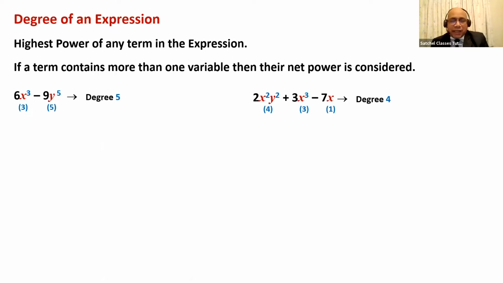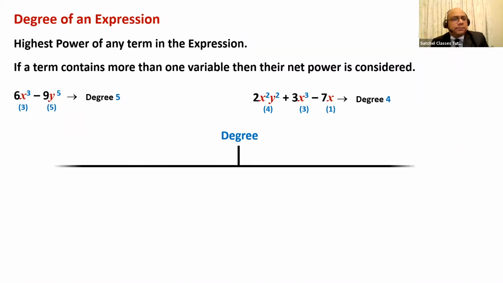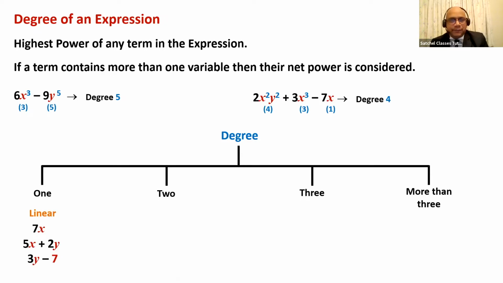So how are algebraic expressions classified based on the degree? The degree could be 1, 2, 3, or more than 3. If an expression has a degree of 1, it is called a linear expression. So 7x, 5x plus 2y, 3y minus 7 are all examples of linear expressions, because the variables are raised to a power of 1 in each of these cases. So the degree is 1.